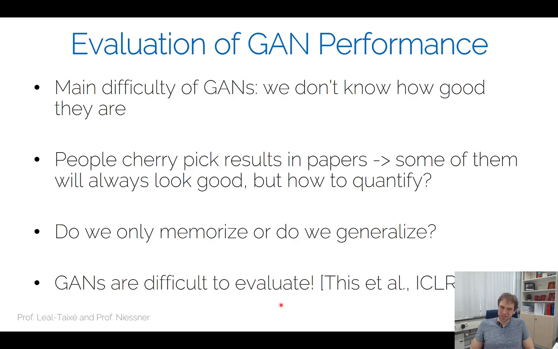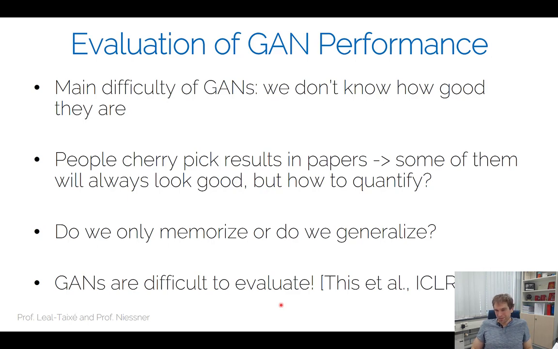The second question is, do we just memorize, or do we generalize? I mentioned we have a training set of real samples. Do we just memorize a bunch of them? If we're perfectly memorizing the training set, my discriminator can't tell them apart. There's no way. So the idea is that my training set has to be big enough that my model capacity can't fit it. That's still the same thing. You can still have overfitting problems here too. But it's very, very difficult.